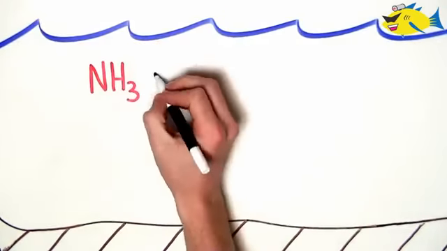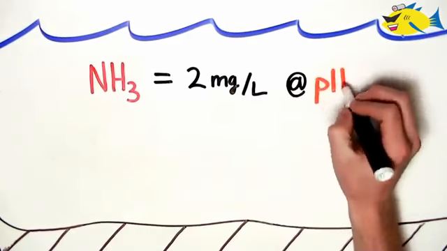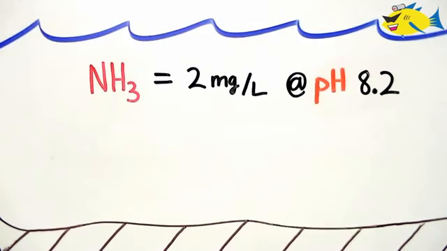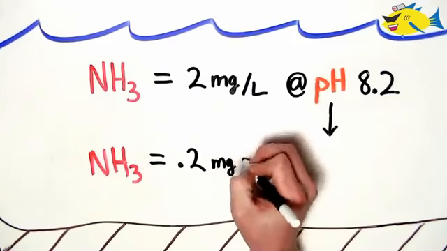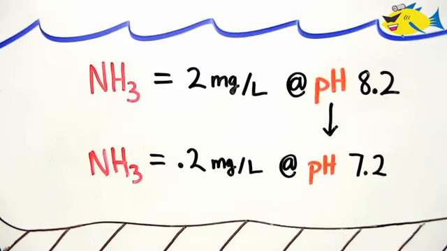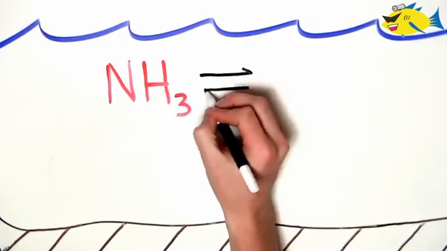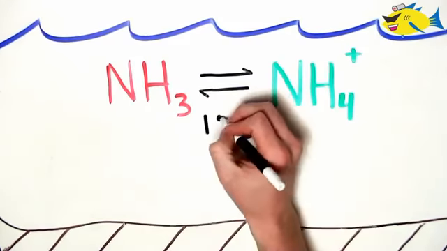If we have a stable ammonia concentration of 2 milligrams per liter at pH 8.2, we will have a concentration of 10 times less, being 0.2 milligrams per liter at a pH of 7.2. If the pH continued to decline to 6.2, we would have 100 times less ammonia than we did initially at pH 8.2.